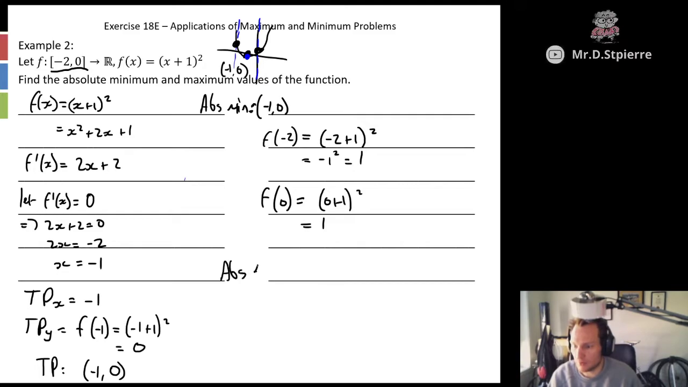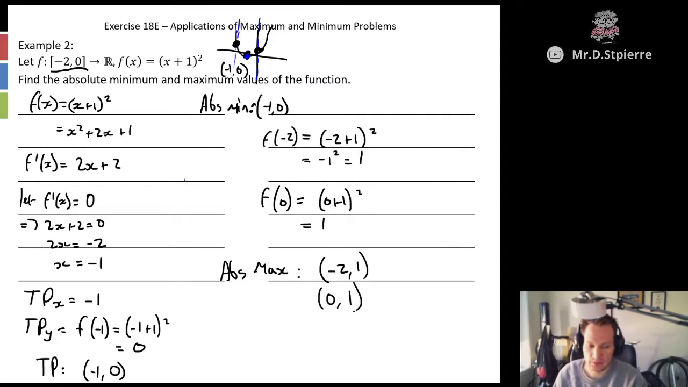So it turns out our absolute max is 2 points. It's the left hand side and the right hand side. So we have -2, 1, and we also have 0, 1. That's the highest point in that given domain.